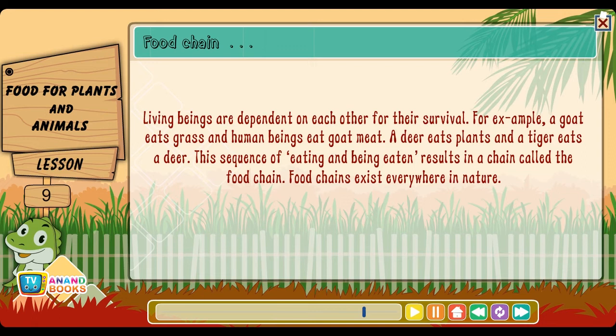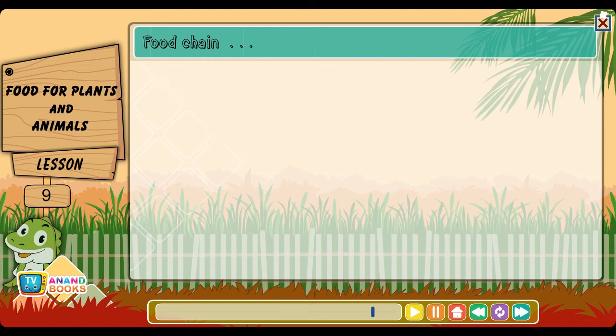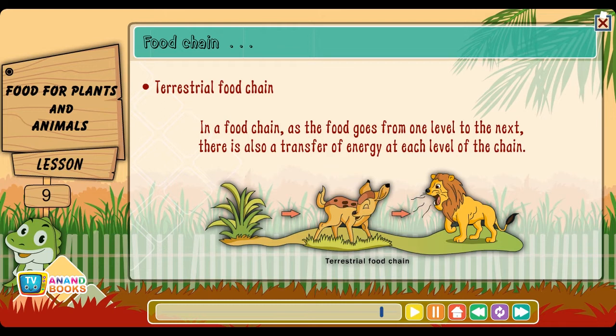Aquatic food chain. The aquatic food chain suggests that weeds in the water are eaten by the small fish and a small fish in turn is eaten by a big fish. This makes a food chain. Terrestrial food chain. The terrestrial food chain given alongside suggests that the plant on land is eaten by a deer. A deer in turn is eaten by a lion. In a food chain, as the food goes from one level to the next, there is also a transfer of energy at each level of the chain.